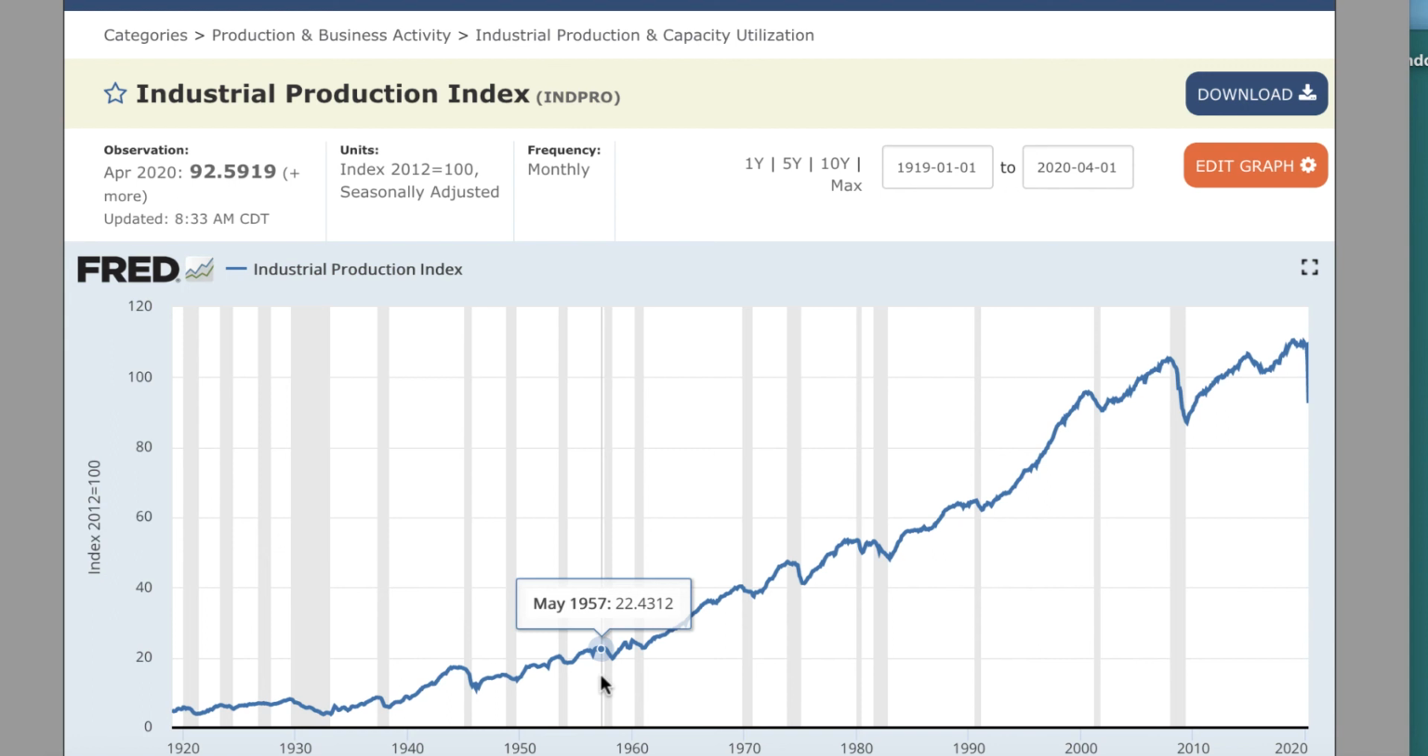At any rate, I hope this has been of some interest to you. I think it's kind of fascinating how our economies work relative to the Industrial Production Index, which also shows recessions and shows cyclical behavior, business cycles.